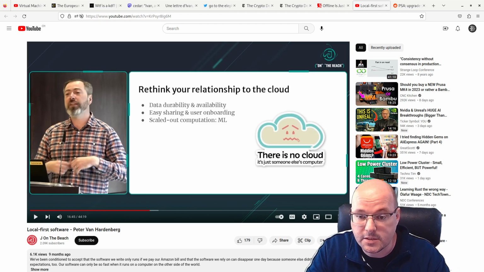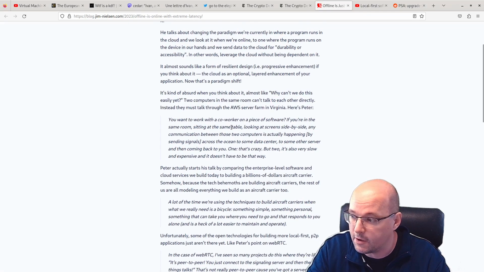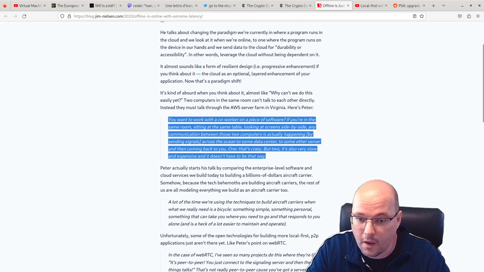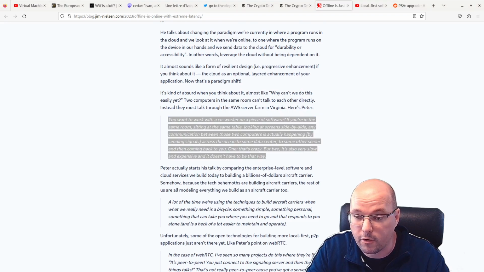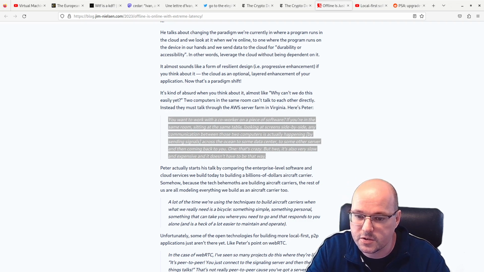And he makes a good example about the current state of distributed systems. It's here, that one. You want to work with a coworker on a piece of software. If you're in the same room, sitting at the same table, looking at the screen side by side, any communication between those two computers is actually happening by sending signals across the ocean to some data centers, to other servers, and then coming back to you.